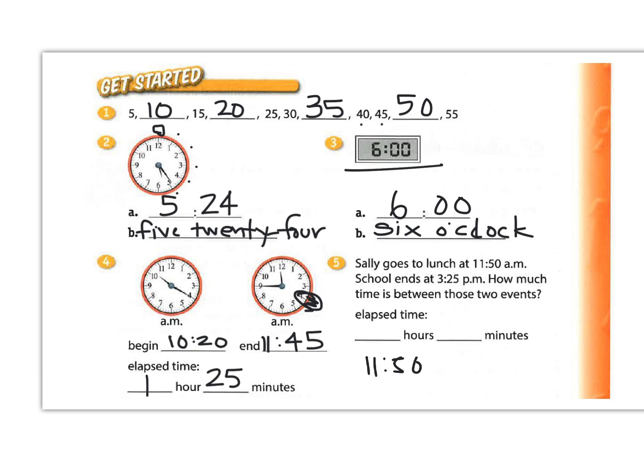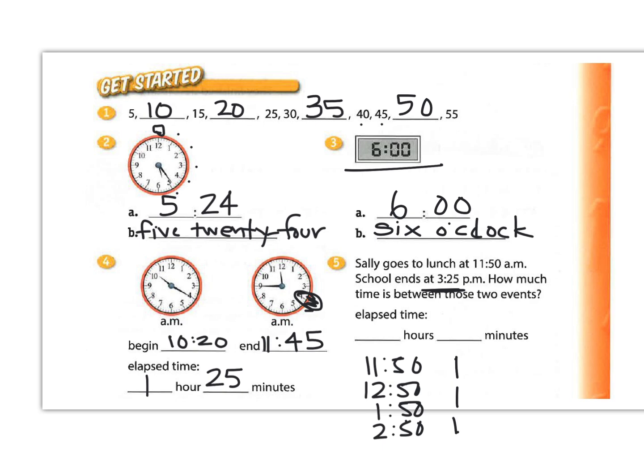to 12:50 is 1 hour. Then I have 12:50 to 1:50 is another hour. 1:50 to 2:50 is another hour. Well, I'm not going all the way to 3:50 because it ends at 3:25. So then I think about from 50 to 25.